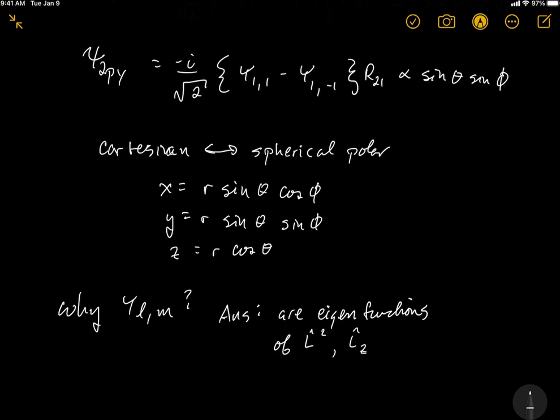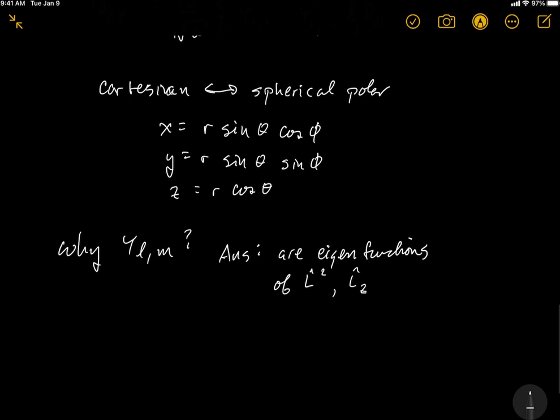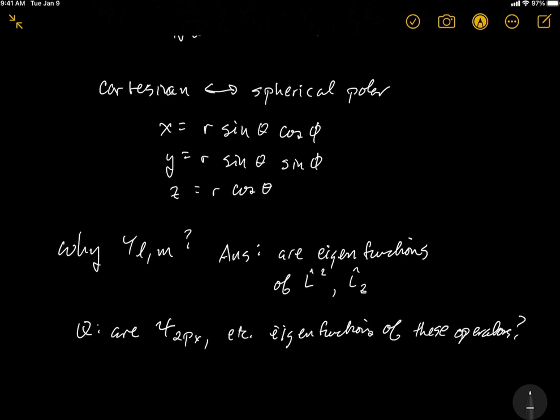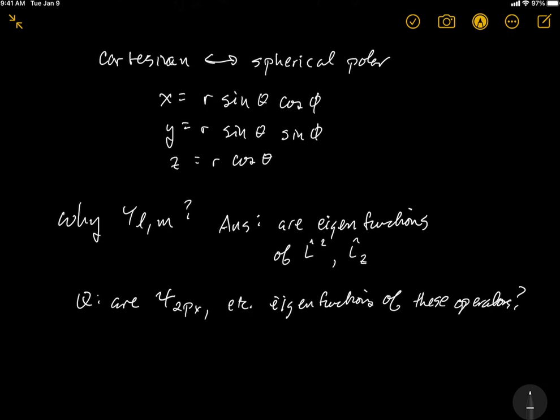Now, are the YLMs eigenfunctions of L squared and LZ? Let's take a look. It kind of seems like maybe they could be. It depends on how the math works out. Certainly it seems possible that if you construct a new function out of other functions that are eigenfunctions of an operator, then maybe the new function would be an eigenfunction of both of those operators. But maybe not. We have to run through and see.